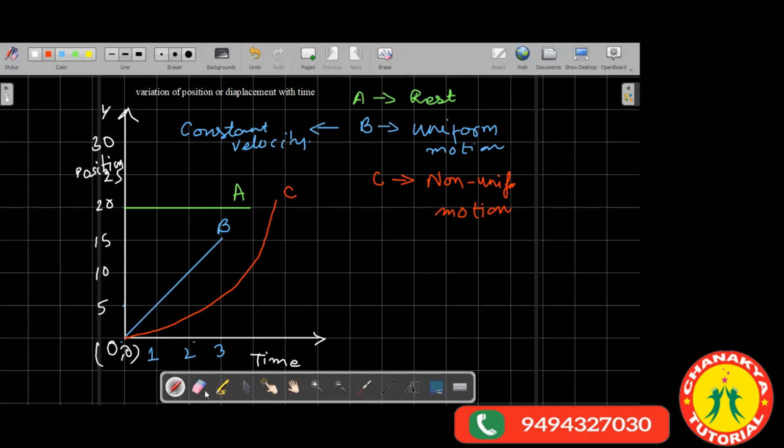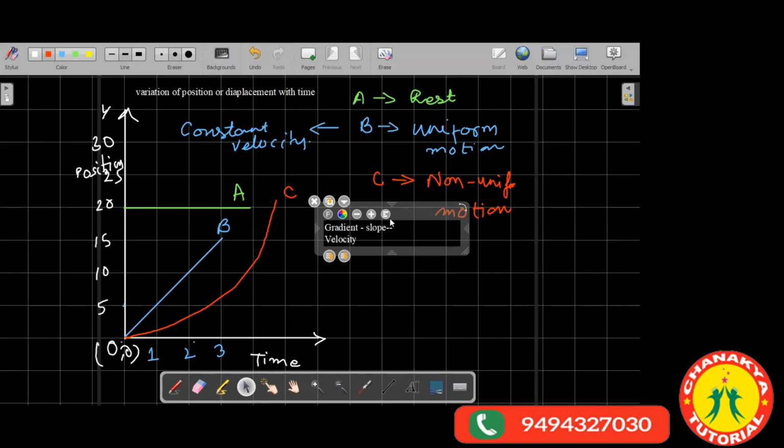Okay, so here we see another point to be studied in all of them. That is the gradient of the graph. So our next point here is the gradient of the graph. We call it gradient, or we also call it slope. Gradient or slope means the same, it's one and the same thing. The gradient or slope of the graph represents velocity.